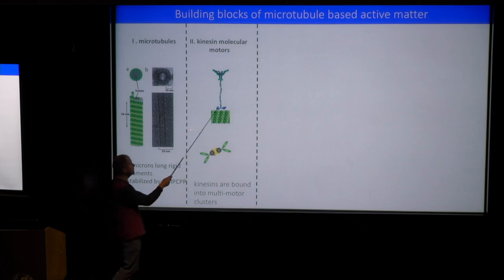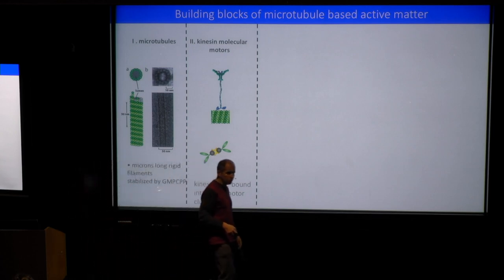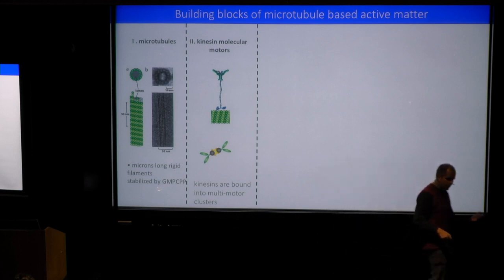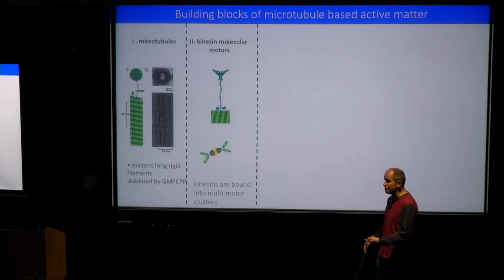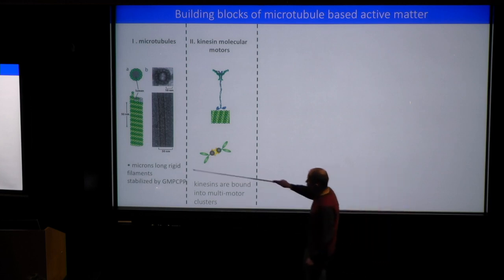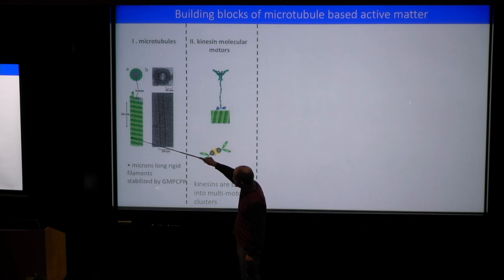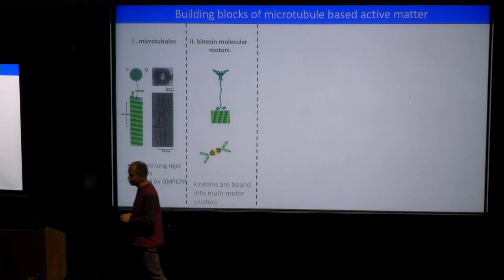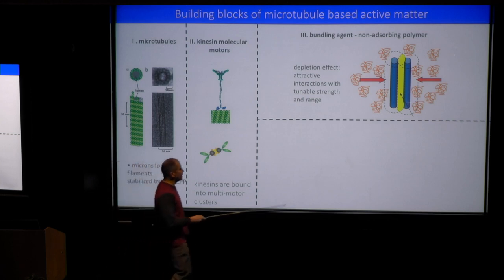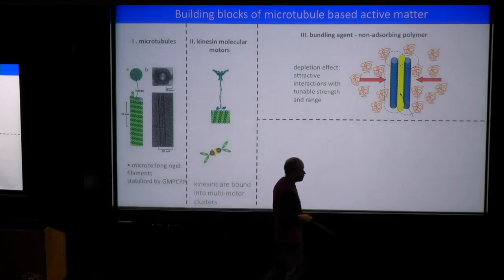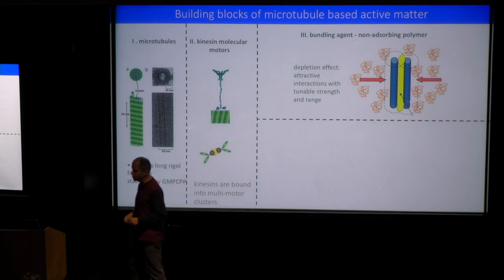The other basic component that we use are kinesin molecular motors. Again, these are motors that are responsible for a lot of the motion that occurs within the cell. These motors hydrolyze ATP. They take 8 nanometer steps, about 100 steps per second along the microtubule. So they bind to a microtubule, take an 8 nanometer step, and take about 100 of these steps before they unbind again. The third component that we add is something that's going to bundle microtubules and make these elongated bundle structures that are shown over here.